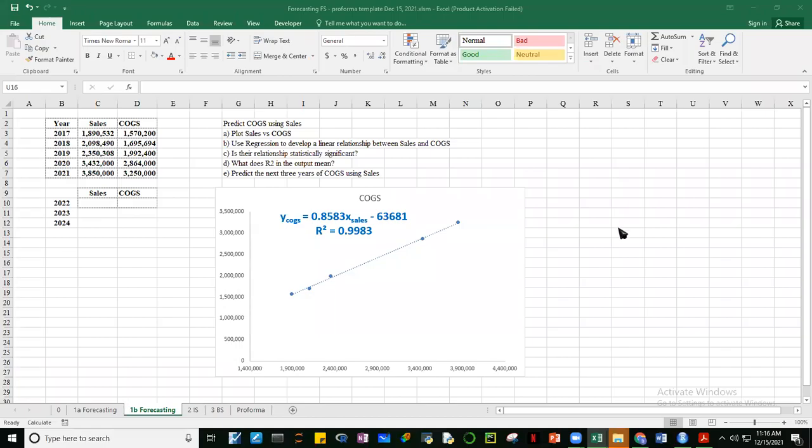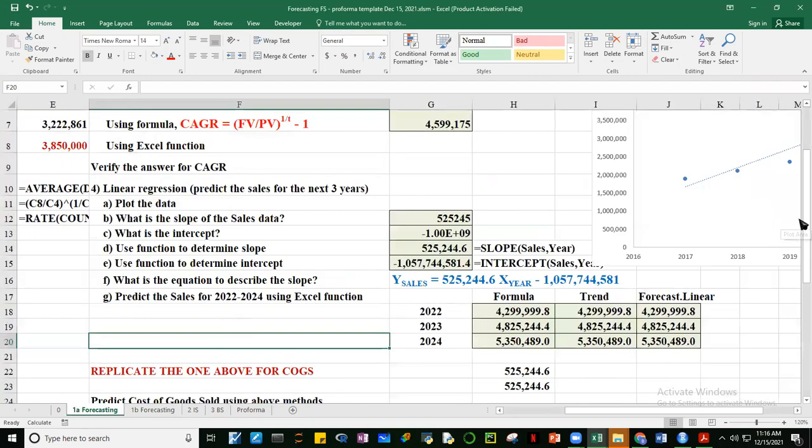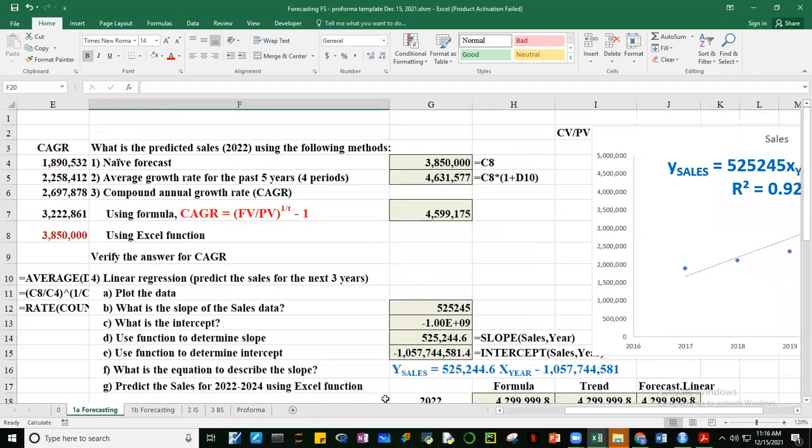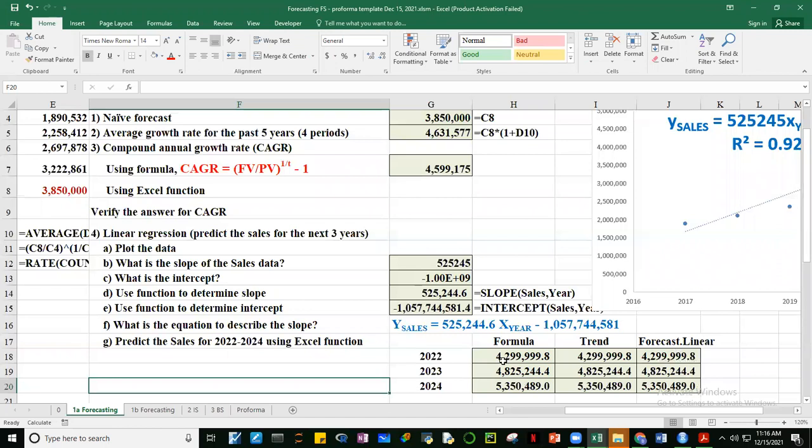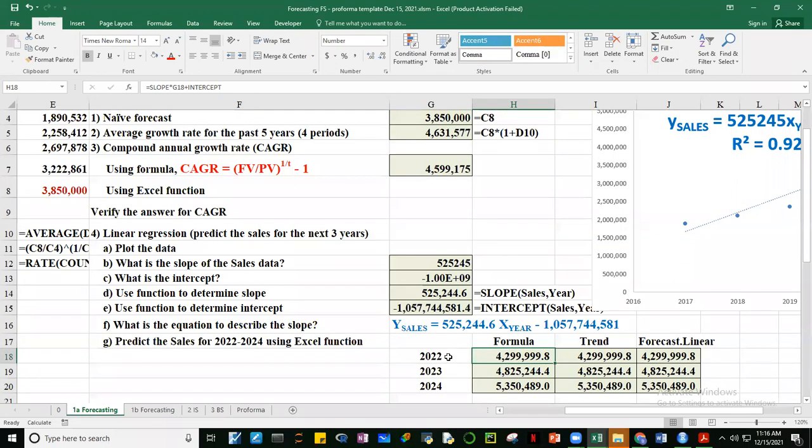Okay, so last time what we learned was to forecast sales using 4 methods. We learned to forecast sales, the easiest of which is the naive forecast. Di ba? Yung naive forecast natin, this one. And then we also learned how to forecast using the average growth rate. And then we learned how to do it using the CAGR. And lastly, we learned how to do it using the regression method.